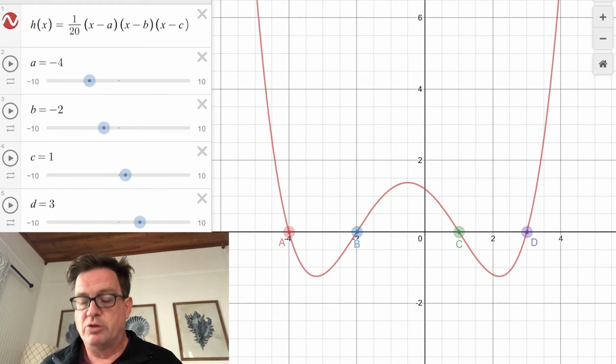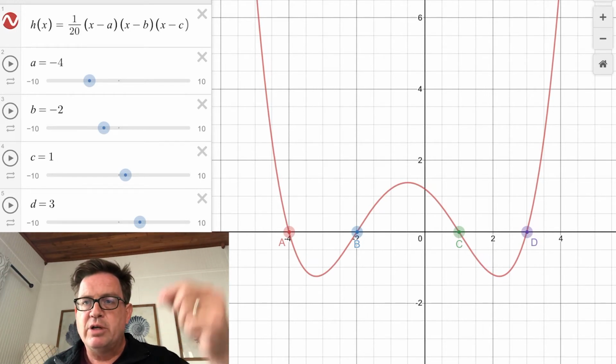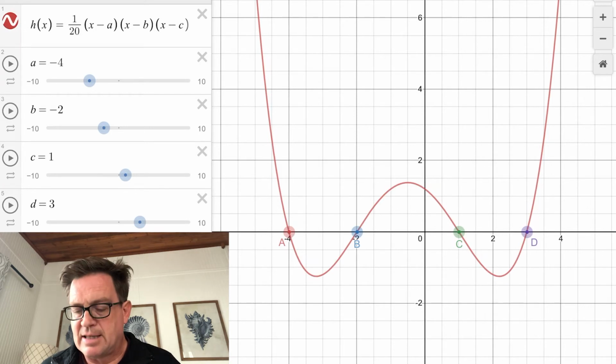So if you have 4 roots, what happens is x to the fourth is positive on both sides, and at every root it has to intersect the x-axis at that point. So kind of the only thing it can do is what this one is shown, down through A, up through B, down through C, and up through D. That's easy.